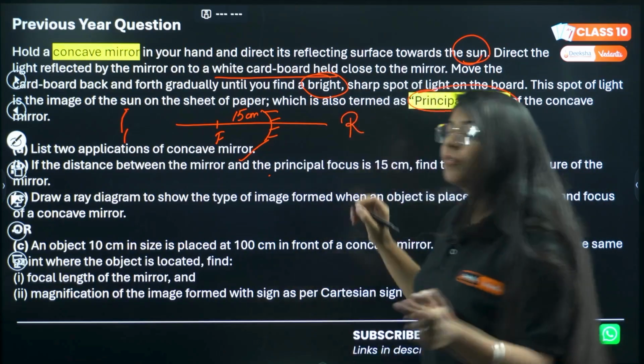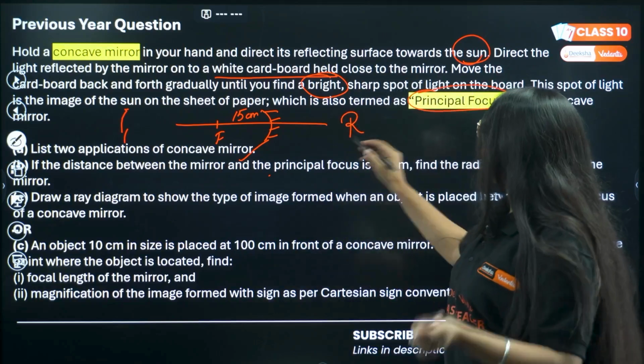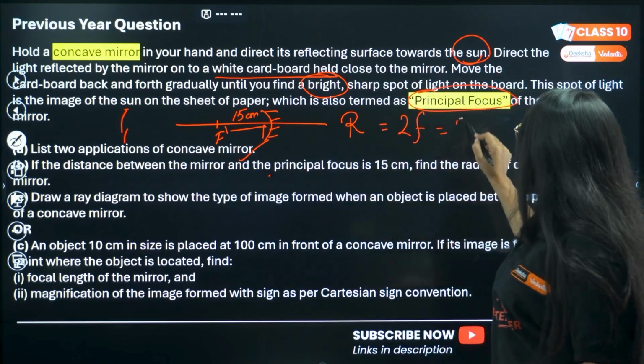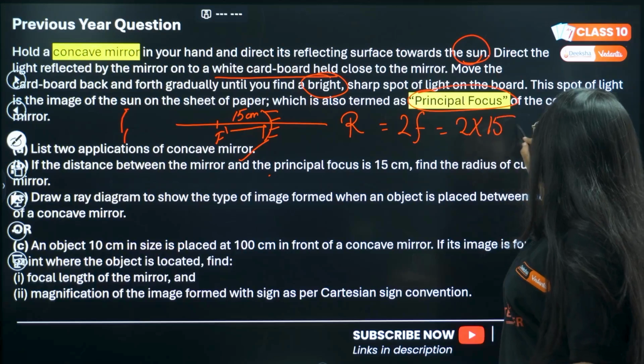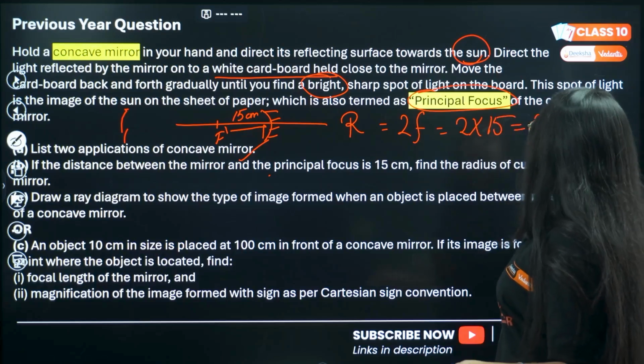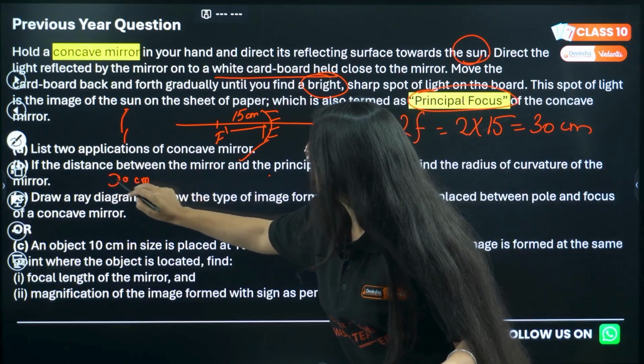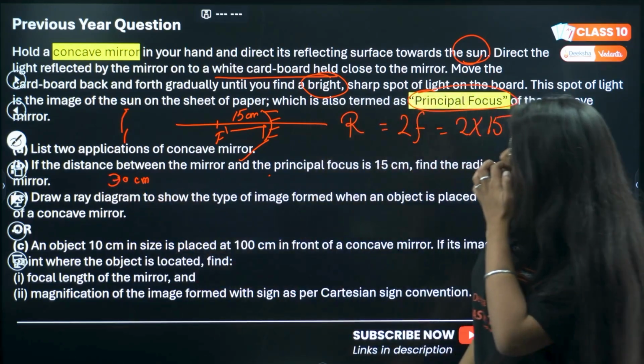We know radius of curvature is 2 into focal length. Focal length is 15 centimeter. So our radius of curvature comes out to be 30 centimeter. Okay, let's go to the next part.